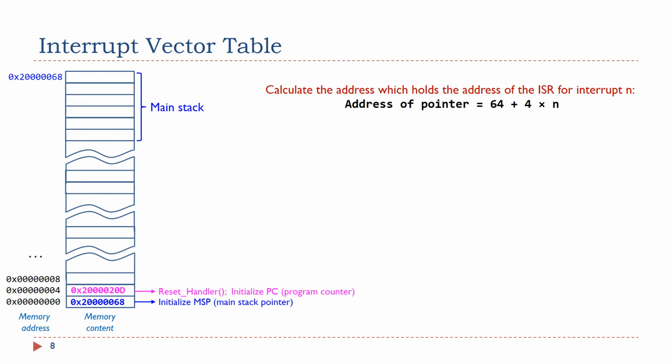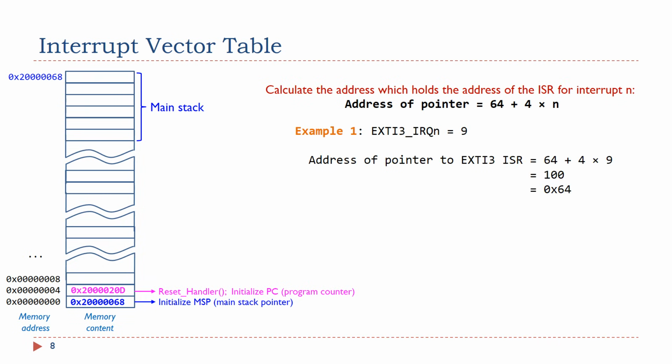For ARM Cortex-M processors, if the interrupt number is N, the pointer to the interrupt service routine of interrupt N is stored at this address in the interrupt vector table. For example, the interrupt number of EXTI3 is 9. Then, the address of the EXTI3_IRQHandler is stored at the memory address 64 plus 4 times 9. The result is 100 in decimal, or 0x64 in hex.